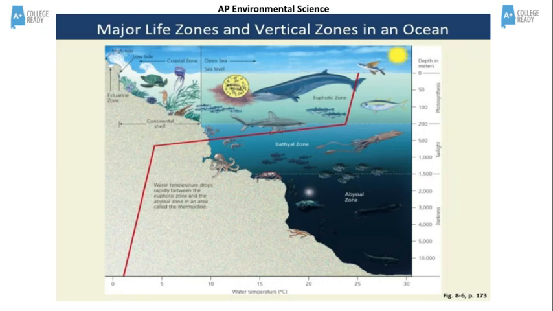Identify each zone in this diagram. The bottom axis indicates water temperature in degrees Celsius. The right side indicates depth and light availability. As you go deeper into the ocean, light availability decreases and the water temperature generally decreases.